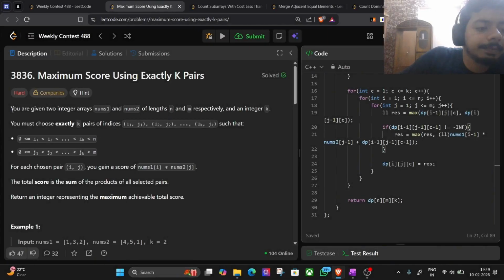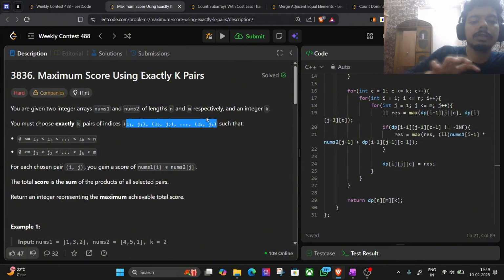Okay, you are given two integer arrays nums1 and nums2 of length n and m respectively, and an integer k. You must choose exactly k pairs of indices I1, J1, I2, J2, up to Ik, Jk. Okay, so we have to choose exactly k pairs of indices, and it's not defining that I and J should be equal because it's saying I1 and J1.